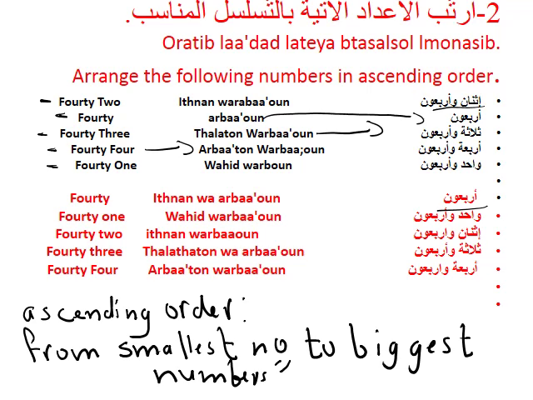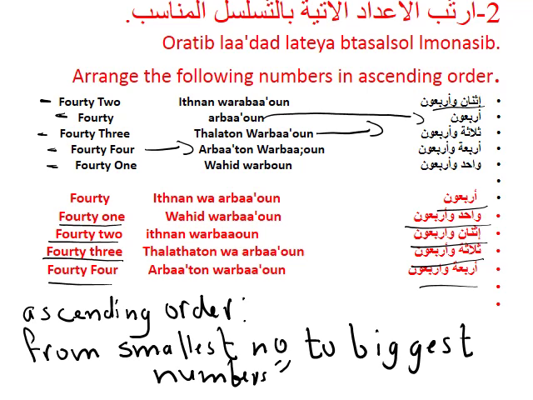The second number is 41, which means in Arabic واحد وأربعون. The third number is 42, which means in Arabic اثنان وأربعون. And the fourth number is 43, which means in Arabic ثلاثة وأربعون. And the fifth number is 44, which means in Arabic أربعة وأربعون.